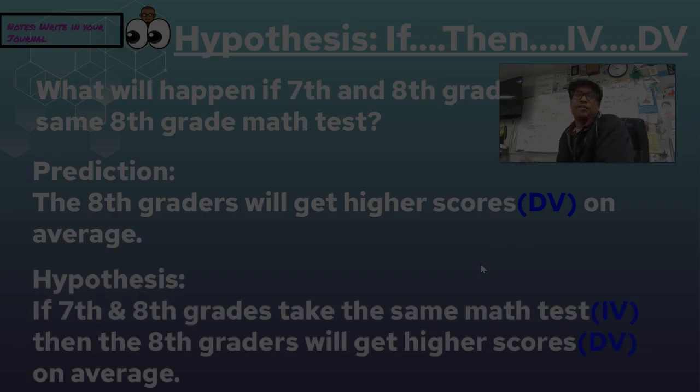The hypothesis: if 7th and 8th graders take the same math test, that's our independent variable, then the 8th graders will get higher scores on average. That's the claim part of it, right? So your hypothesis is putting the whole thing together. The independent variable is the thing that we can change, which is the 7th and 8th graders. We're selecting who's going to take the test. And then the 8th graders will get a higher grade. So the math scores, that's what we're going to measure. And our control variables, which we did not put on here, would be the test, because that's the thing that we can keep the same.